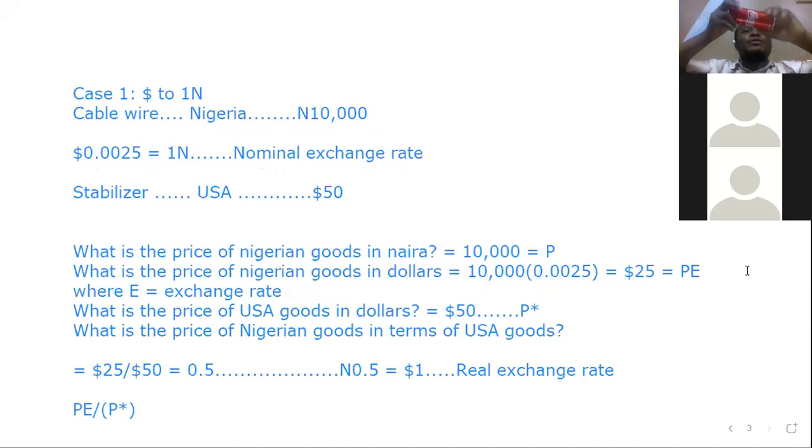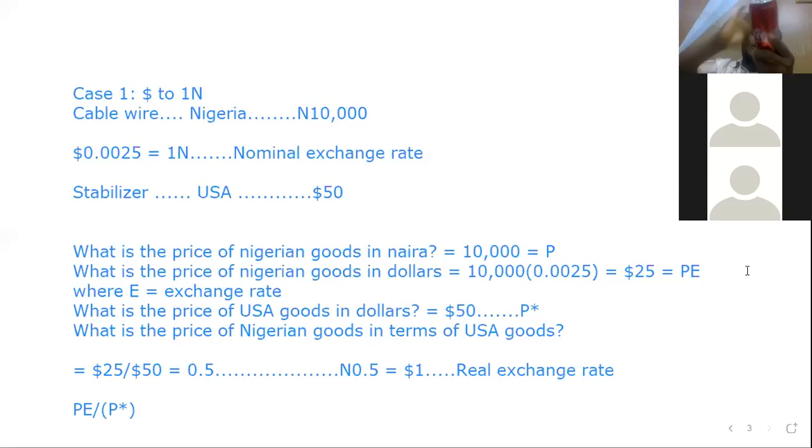Again, this cable, Coleman wire cable, how much is it? 10,000 naira. What will be the price of these Nigerian goods in dollars? It will be 10,000 times 0.0025. No longer 10,000 over 0.0025, because my exchange rate is dollar to naira. So in that case, it is P times E. I will still get the same answer, just as the formula changes, P times E. That becomes $25. That means this cable now, the price is 10,000 naira. The dollar conversion is $25.